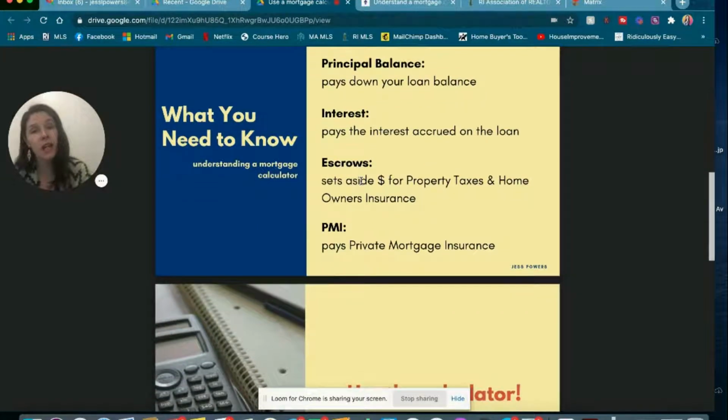Escrows, think of that as like a savings account that your mortgage company sets up on your behalf. So they're going to take money each month and put it into a pot that pays for your property taxes, and then in another account that pays for your annual homeowner's insurance. So you don't have to worry about that. It's already part of your payment.